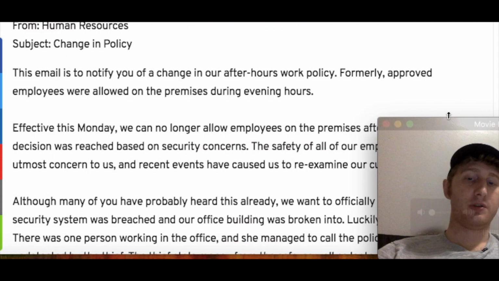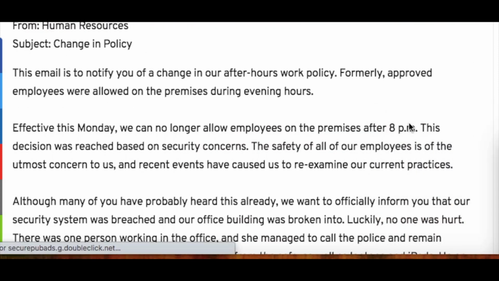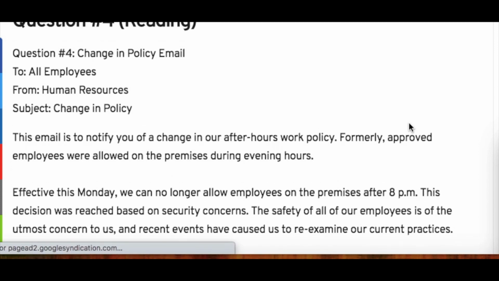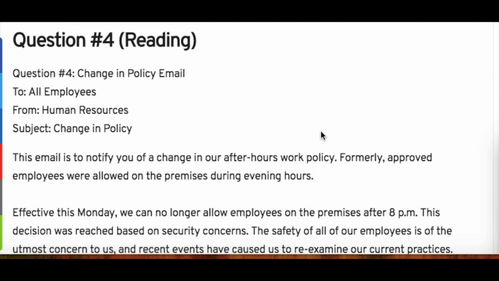Okay, question 4. Let me pop off the screen here a little bit so that we can read this here. Question 4 gives us a passage here. So let me read the passage here.